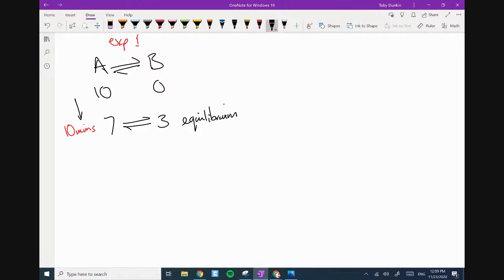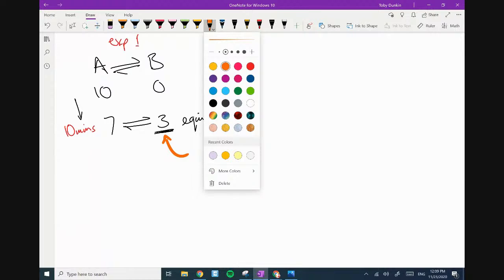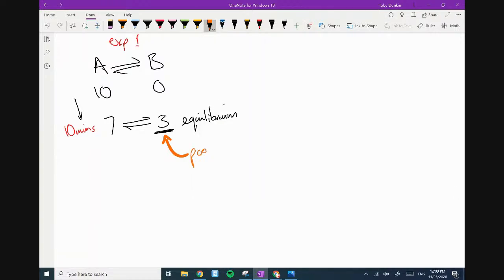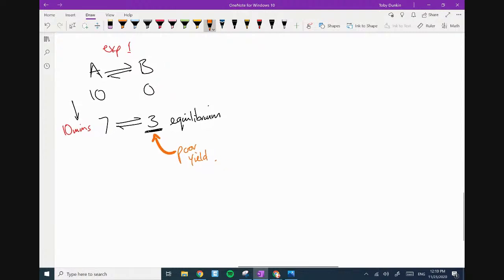Reached equilibrium in 10 minutes, and I have made a yield of 3. Everyone here would agree that the yield is poor. That's a poor yield. 30%, it's garbage. So what we're going to do is change the scenario. We're going to repeat. Now we're going to do experiment number 2.